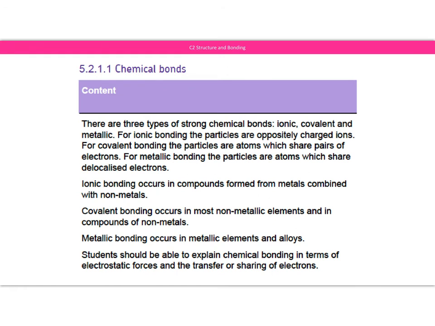So the first part of the specification for the structure and bonding topic says chemical bonds. And I'm not going to read this out. You can pause the video and read what it says. But as we work through the next few bits, I'm going to take out key points and treat them as learning objectives. So when you see the learning objectives that come up, they are essentially taken from this text, which is what the specification is telling you need to know.